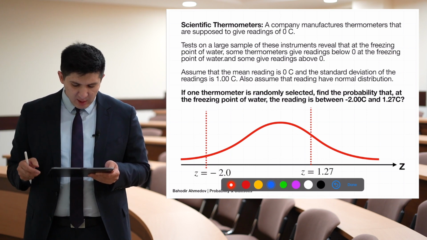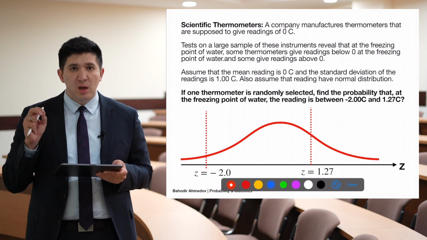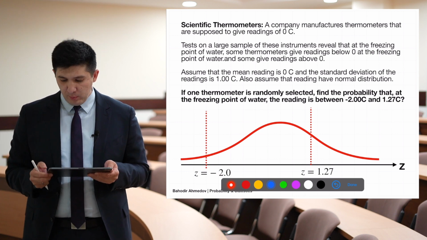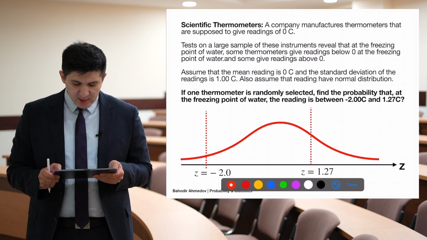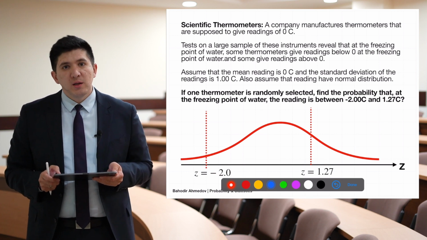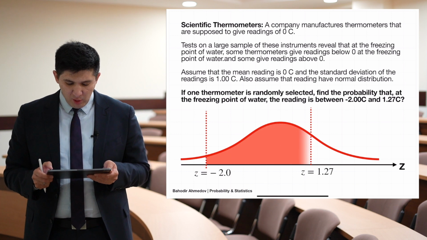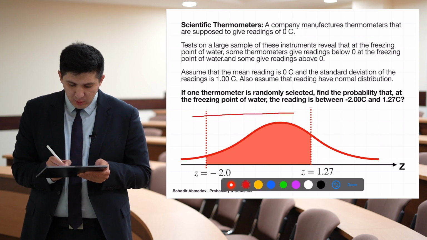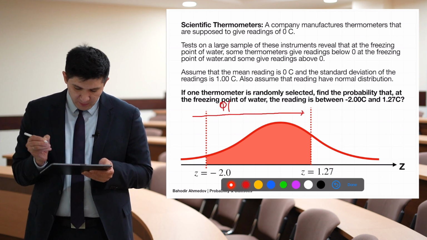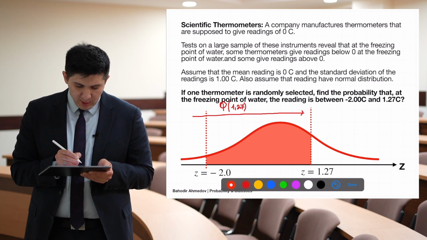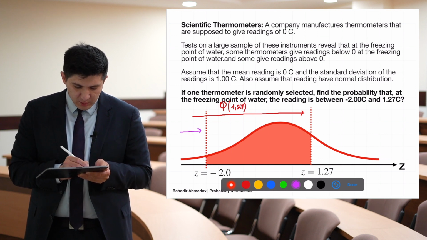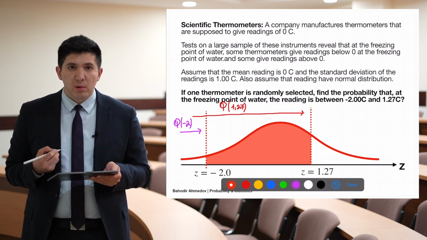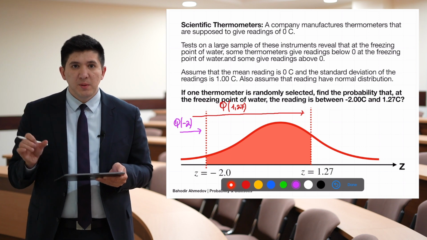Now let's say that I need to find the probability that a randomly chosen thermometer is going to show a temperature between minus t and 1.27. In this case, again, I have to use the function phi, essentially the cumulative distribution table. To find the area in between, I can find the area up to here, which is phi of 1.27. Then I can find the area up to here, which is phi of minus t. Then I need to subtract them, right? Their difference is going to give me the area in between.